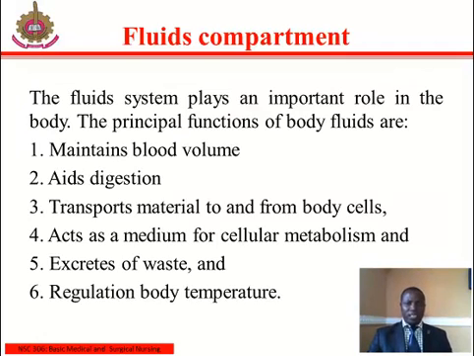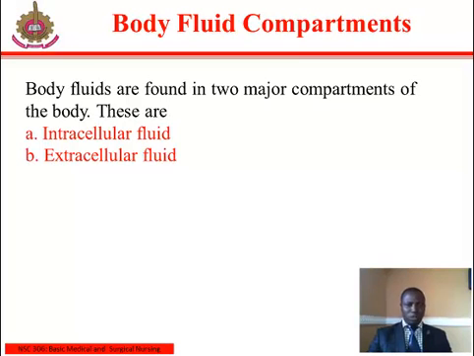Fluid compartments. The fluid system plays an important role in the body. The principal functions of the body fluid are: it maintains blood volume, it aids digestion, it transports material to and from body cells, it acts as a medium for cellular metabolism, it excretes waste, and it also regulates body temperature. Body fluid compartments. Body fluids are found in two major compartments of the body.